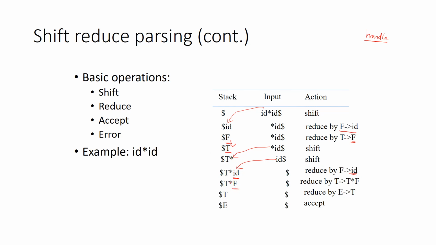When we see this T asterisk F, again there is a match, that is, T derives T asterisk F. So replace this T asterisk F with T, and we know that E derives T, so we replace that with E, the starting symbol. Now it is in the accept state. So whatever word we have given, that is id star id, is an acceptable string for the particular grammar.